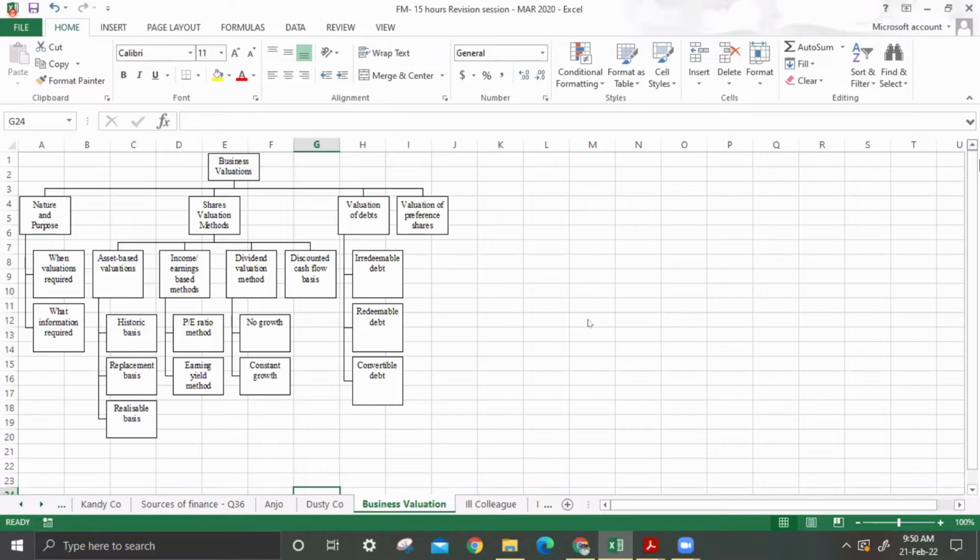Can you all see the screen, everyone? So nature and purpose, why the valuation is required, what information. So you have four methods: asset based, income or earnings based, dividend valuation model, and your discounted cash flow basis. So in this way, we will be calculating the value of the business. Okay. So now I'm going to go to the handout.